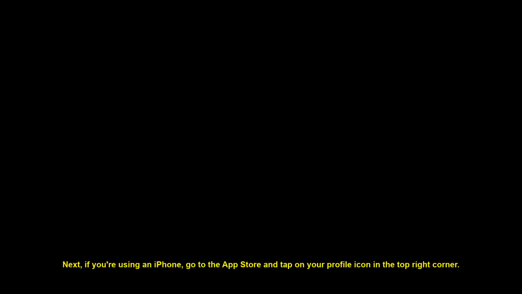Next, if you're using an iPhone, go to the App Store and tap on your profile icon in the top right corner. Scroll down to find Purchased and select it. Search for the Chime app in your purchases list. Swipe left on the app and tap Hide to remove it from view.